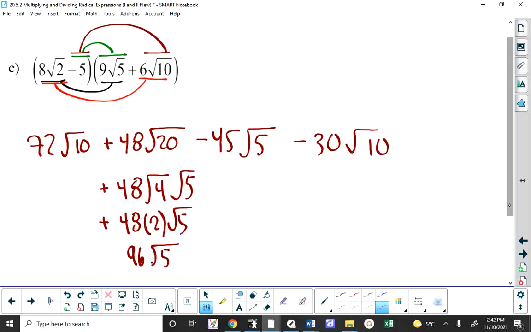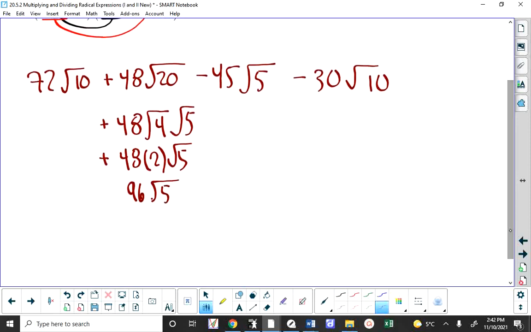Well, now let's put everything together. And I don't really think you need to write everything else over and over again as you figure this out. Now you can say 72 root 10 minus 30 root 10 is 42 root 10. 96 root 5 minus 45 root 5 is 51 root 5. And that's the answer.